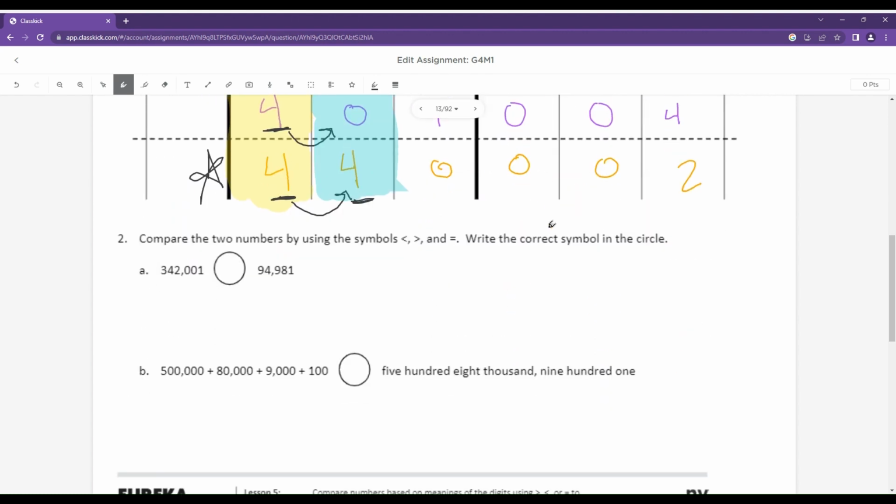Number 2 says compare the two numbers by using the symbols greater than, less than, and equal to. Write the correct symbol in the circle. So this time we're going to remove the place value chart. And what we're going to do is start by looking at our largest place value. I notice that this number here has 6 total digits. So that means I have some amount of 100,000s, 300,000s, 4 10,000s, 2,000s, no hundreds, no tens, and just 1. But over here, I only have 5 digits.